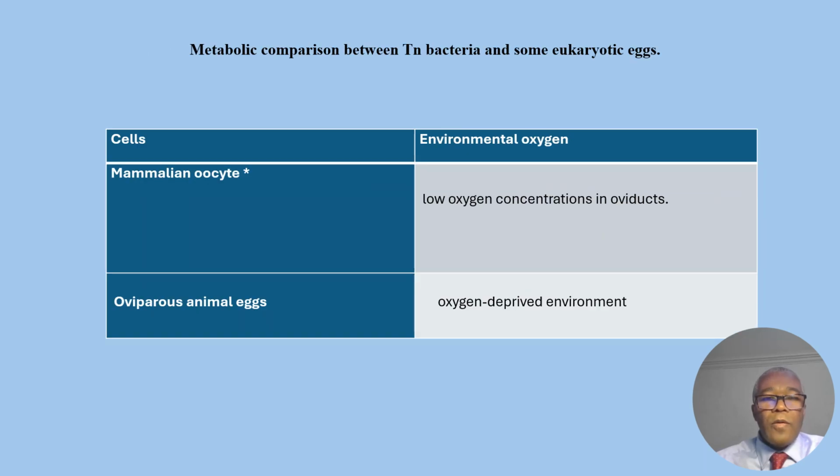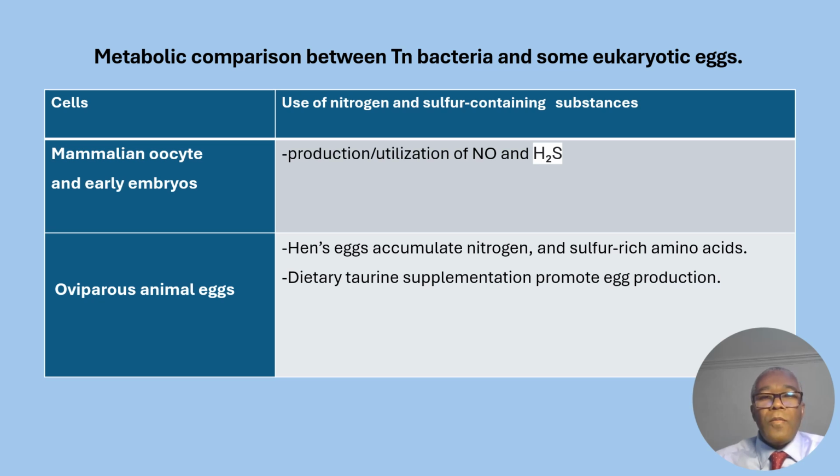And then if you take a mammalian egg, they are found in the oviduct in low oxygen concentration, and the egg of an egg-laying animal develops in an oxygen-deprived environment. In mammalian oocytes, the egg of any mammal, there's high production of nitric oxide and hydrogen sulfide, so they use nitrite and sulfur again. Egg-laying animals accumulate nitrogen and sulfur-rich amino acids, like taurine. Taurine supplementation in their diet is a limiting factor for egg production, so dietary taurine supplementation promotes egg production. Again, same thing for the Tumorgarida nabibensis bacteria. They use nitrate and sulfur.